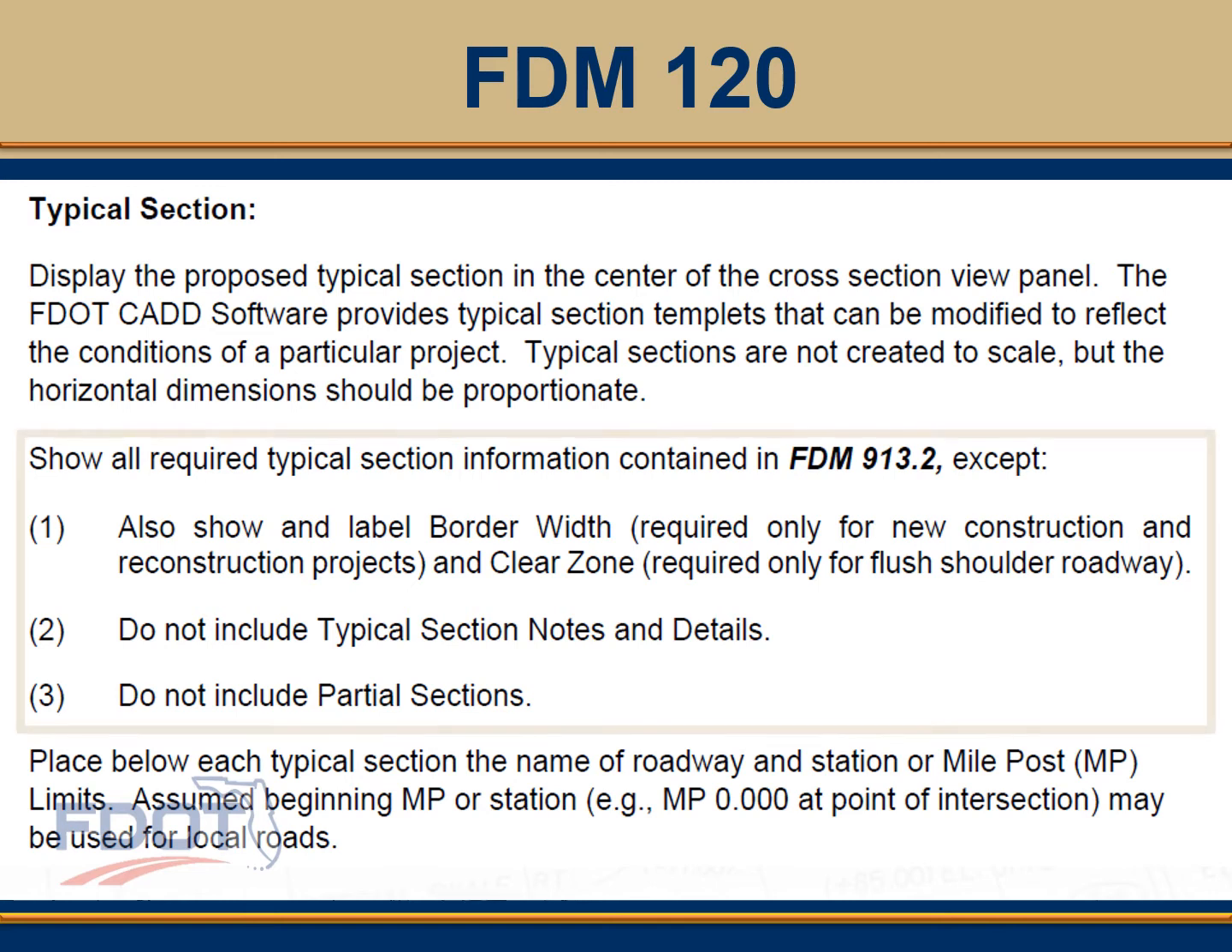You can see here that within the chapter, it says to show all required typical section information contained in FDM 913.2. FDM 913 is the new chapter for typical sections. You're to show everything that is outlined or required in 913.2, except you must also show border width and clear zone here on the typical section used for the typical section package.